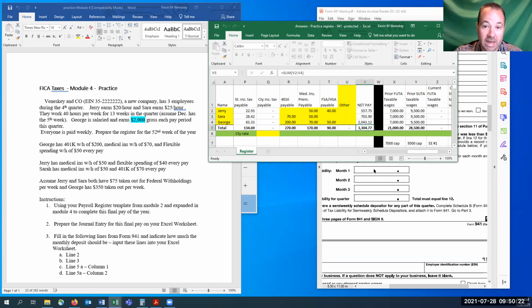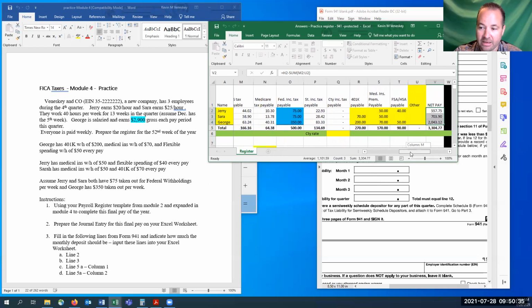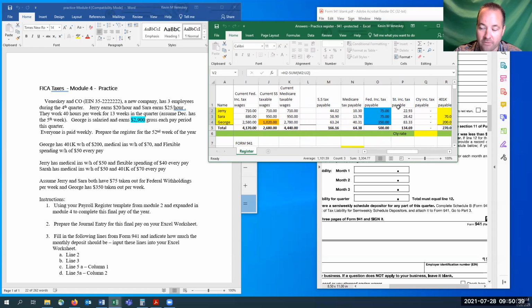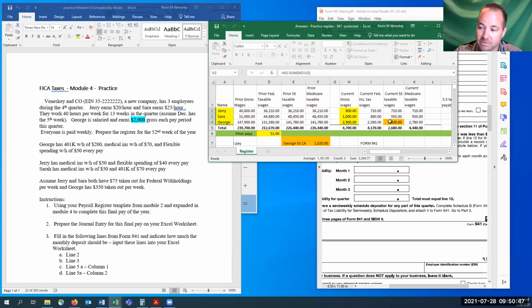Check to see if your net pay does in fact equal $3,304.77. If not, check to see which one of your employees is off. And then you can check your amounts and see where you may be off. Are you off somewhere here? And if you are, then you're probably off somewhere over here. And the reason you may be off is because of George.